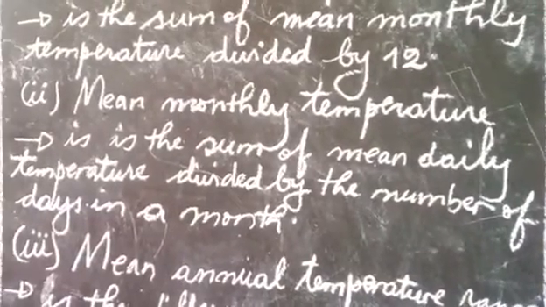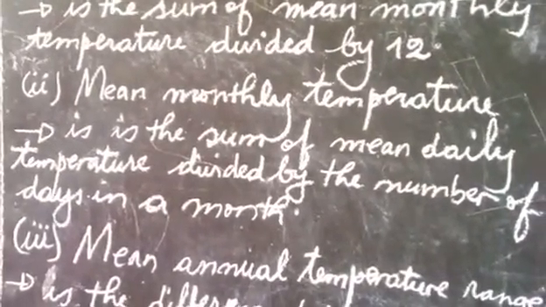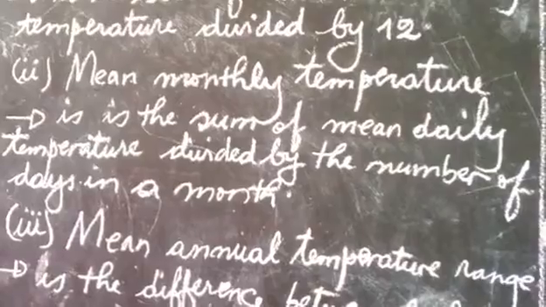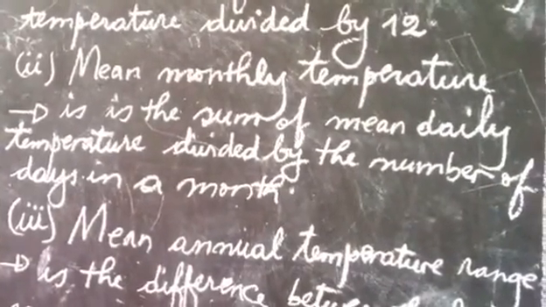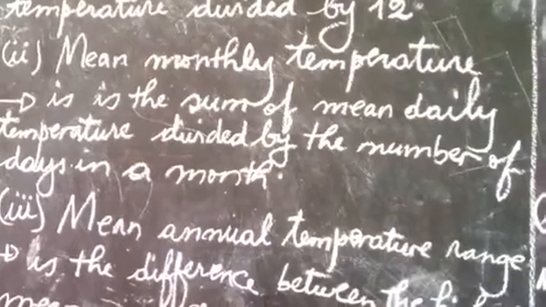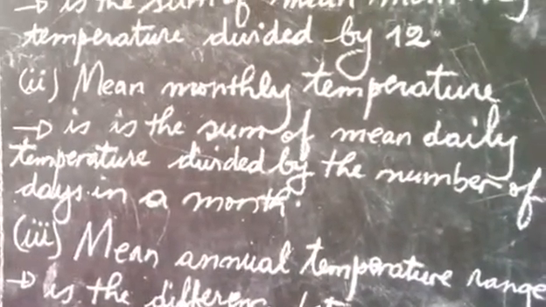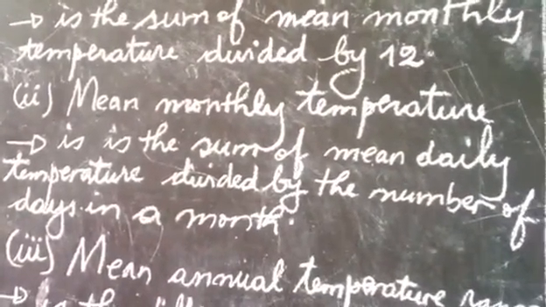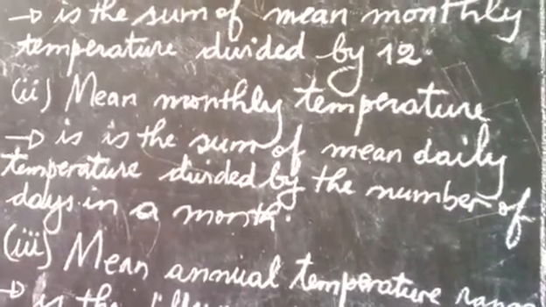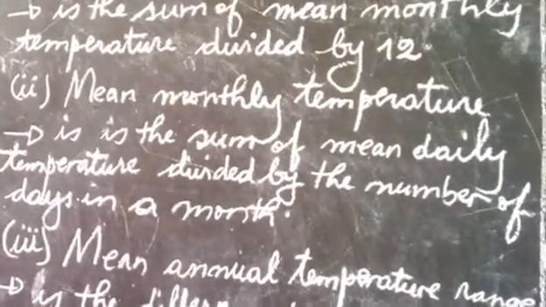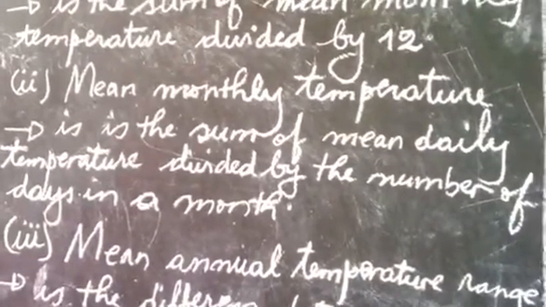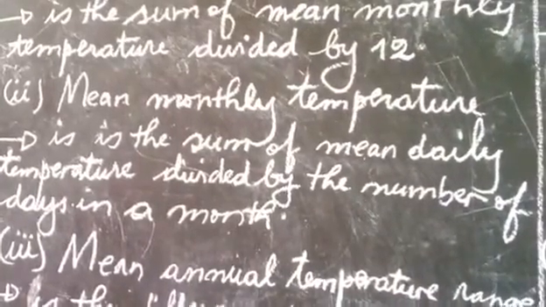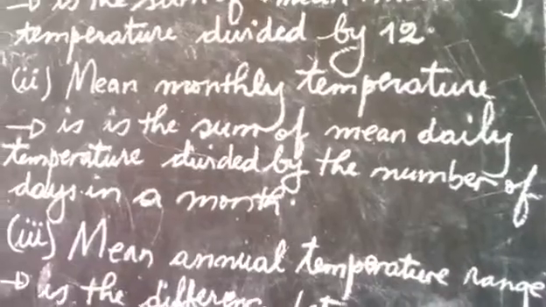Let's start with mean annual temperature. Mean annual temperature is the sum of mean monthly temperatures divided by 12. Meaning that if we are calculating the mean annual temperature, we look at our table showing the months and the temperature in all those months. We add them and divide by 12. That's why they say it's the sum of mean monthly temperature divided by 12.